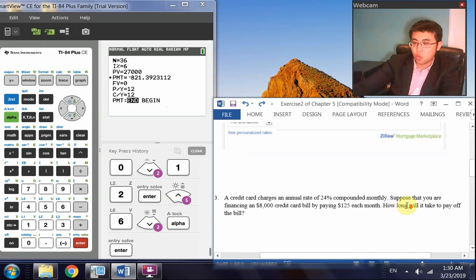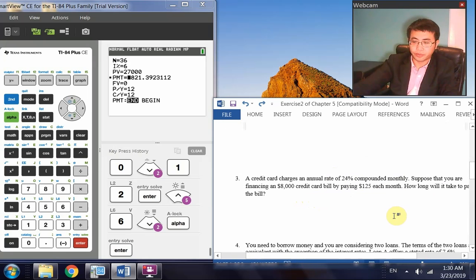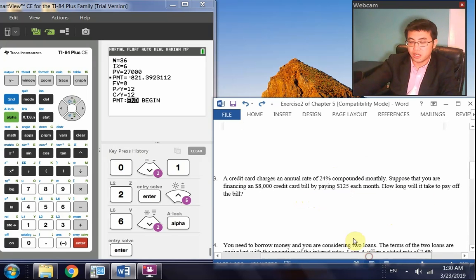Okay, so question 3. You are financing a credit card, and that credit card charges you 24% each year, but it's compounded monthly. And you are financing an $8,000 credit card bill by paying $125 each month. How long will it take to pay off the bill? So it is asking you to solve for n. Of course, the thing is you are financing an $8,000 credit card. So is that positive 8,000 or negative 8,000? That's question number 1. It should be positive, okay?